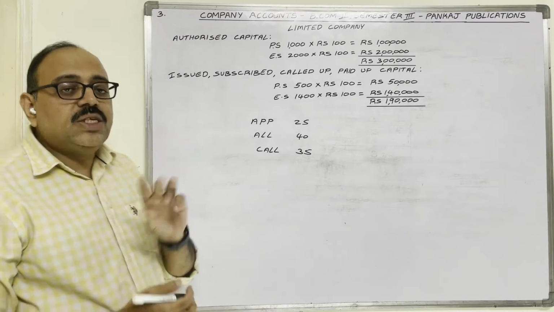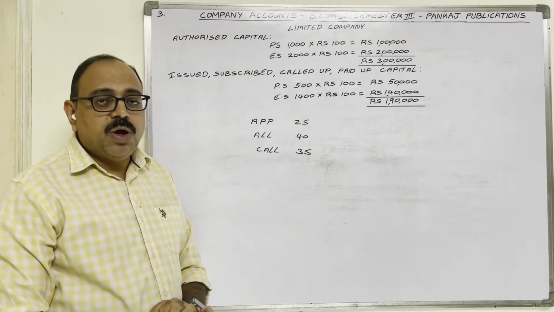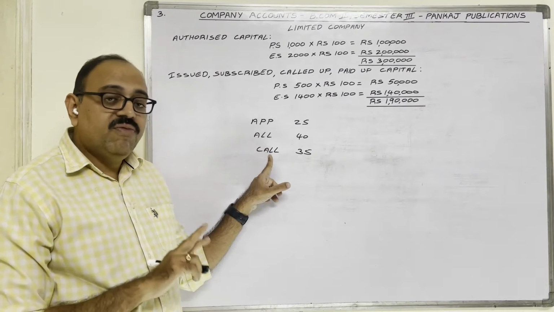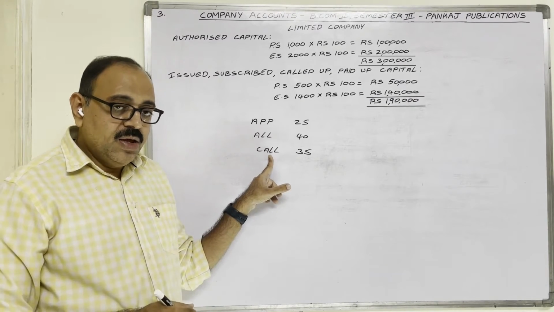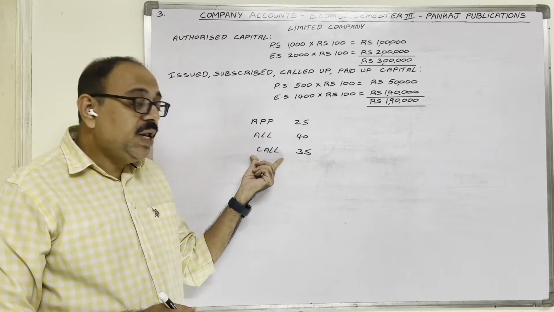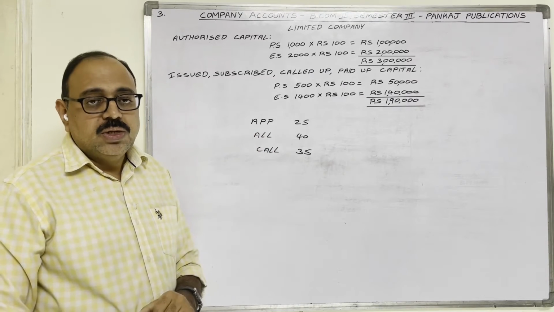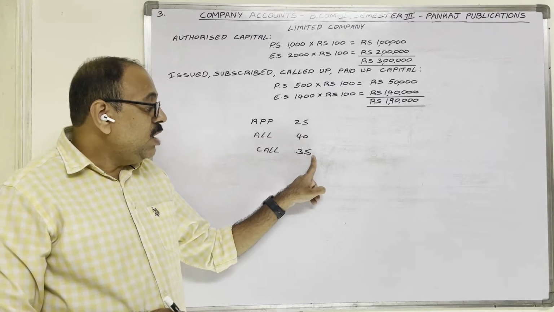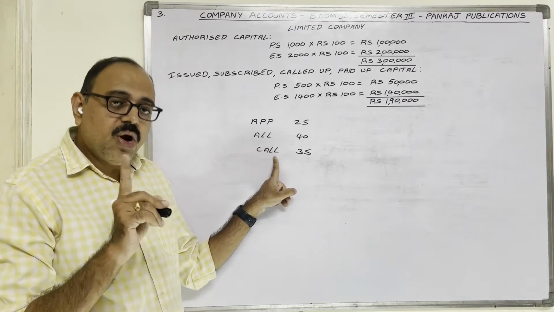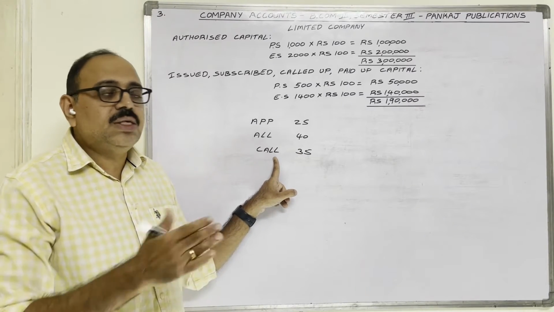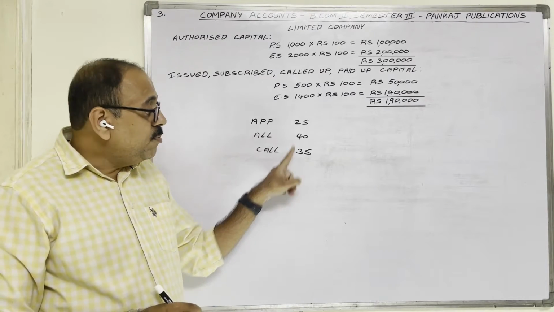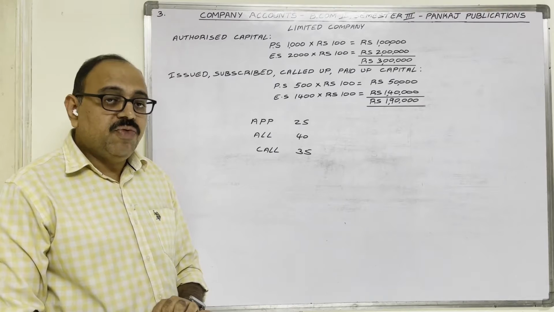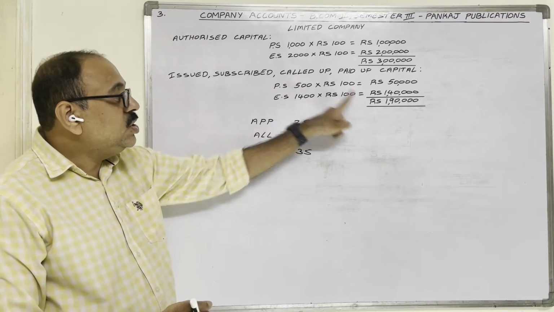So there are 3 installments. In previous problems, he used to give first call, second call, final call, like that. But here he didn't mention anything about calls. So our assumption is that the total money is collected through one call only. There is no first call, second call, final call. There is only one call. And in the current year, the company made all these calls. Therefore, called up capital is also the same.